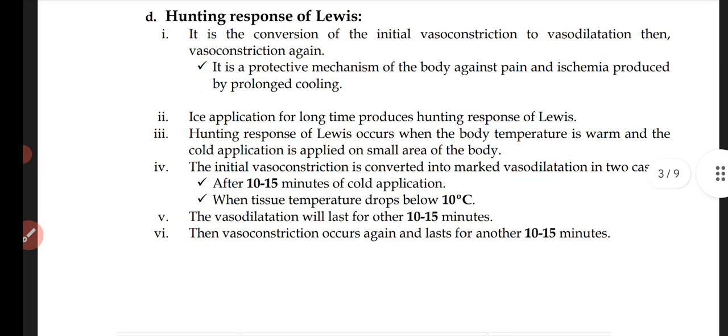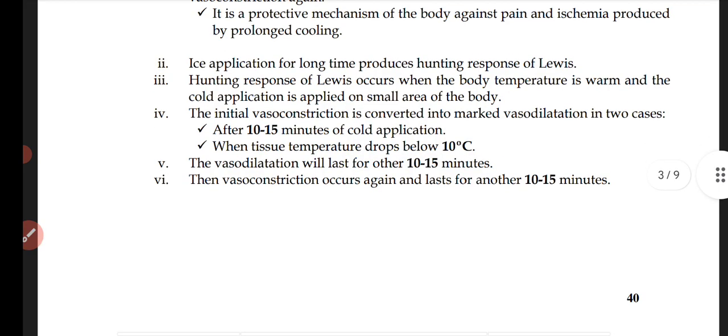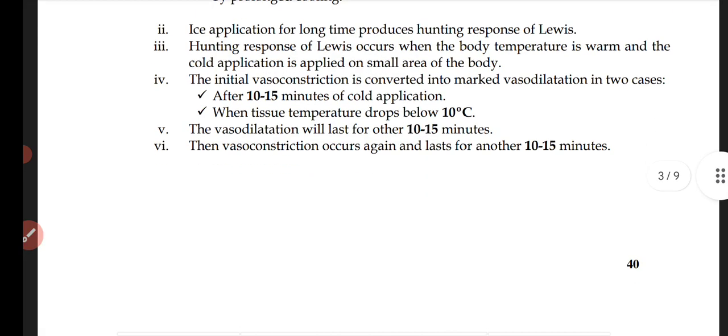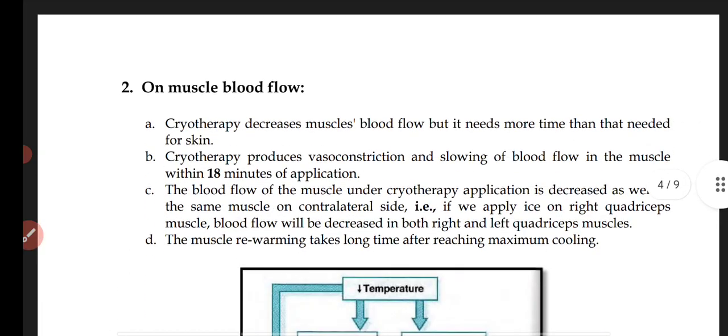Number 2 is when tissue temperature drops below 10 degrees centigrade. The vasodilatation will last for another 10 to 15 minutes. Then vasoconstriction occurs again and lasts for another 10 to 15 minutes.